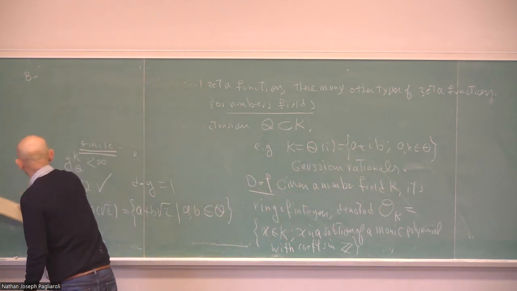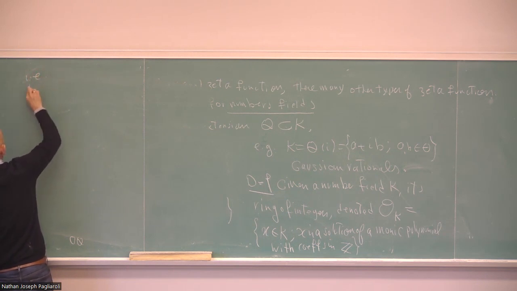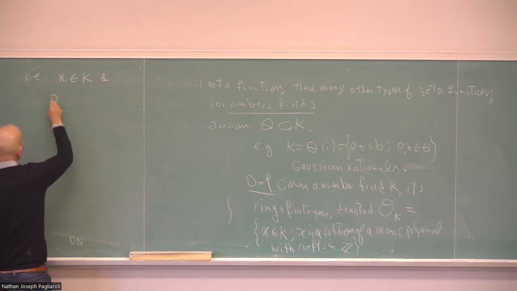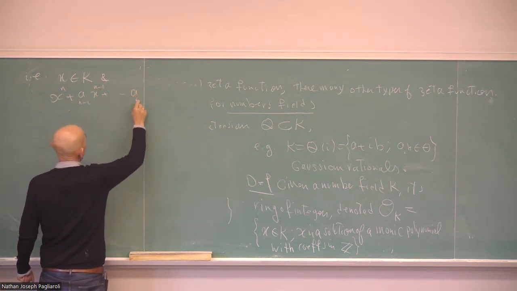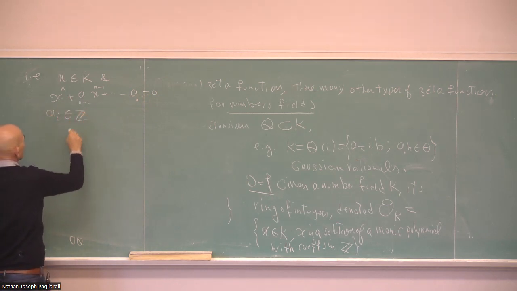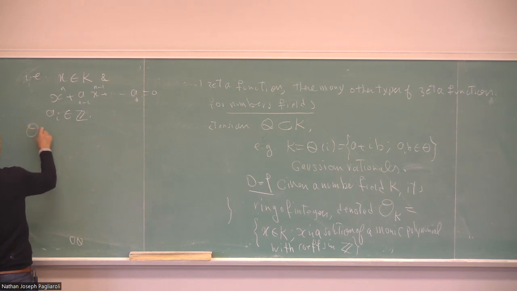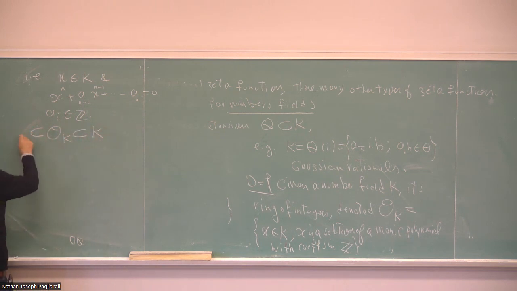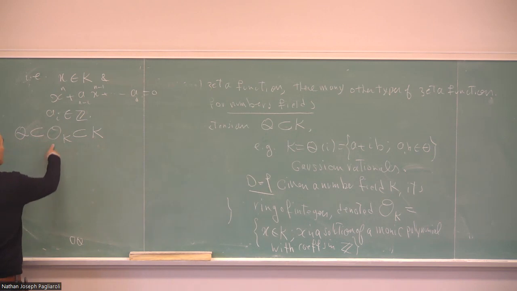Okay, great. So in other words, we have an equation: x belongs to K and x^n + a_{n-1} x^{n-1} + ... + a_0 = 0, with a_i belonging to Z. So the picture you should have in mind is this: O_K is inside K, and it is containing Z. This is a ring. You have to check, it's not so obvious, but you check it. There are different methods of proving this. It's a subring of K.